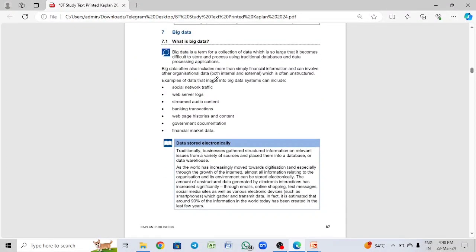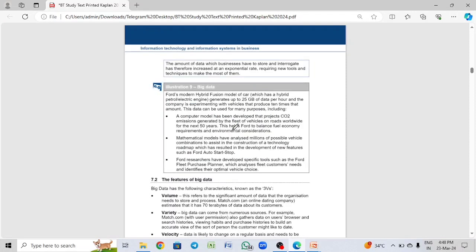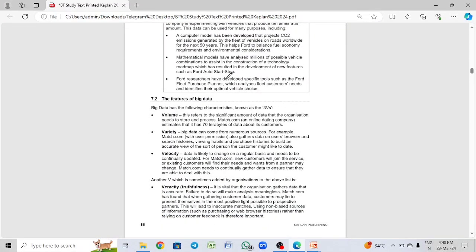What are the examples of data that can be input into big data? Social network traffic, web logs, streamed audio content, banking transactions, web page histories and content, government documentation, and financial market data, right? Now, features of big data. Big data's features are the 4 V's: volume, variety, velocity, and veracity.